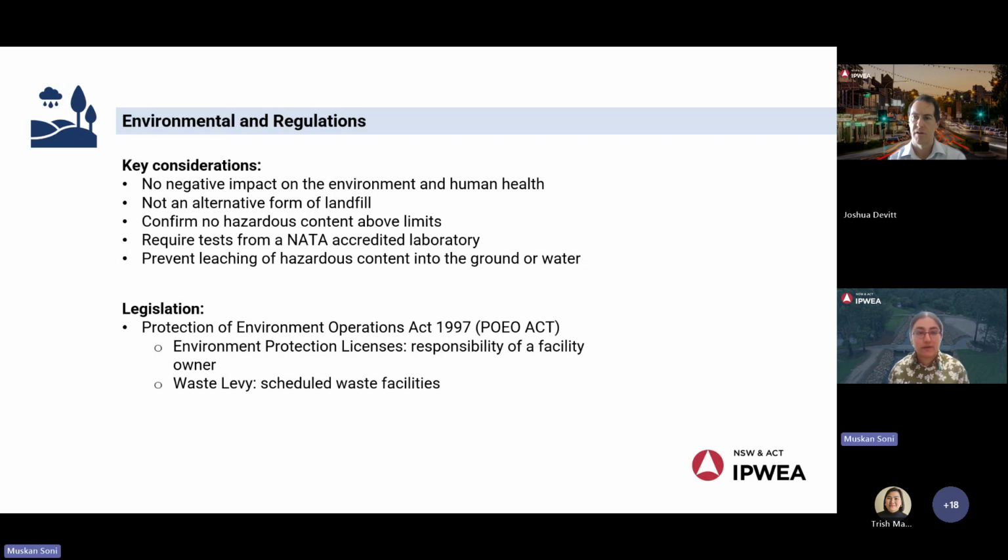I think we've covered it. I think it's just more so that the recycled material shouldn't be an alternative form of landfill, just to divert waste for the sake of diverting waste. It should be suitable for the application and not cause further negative impacts to the environment or human health.